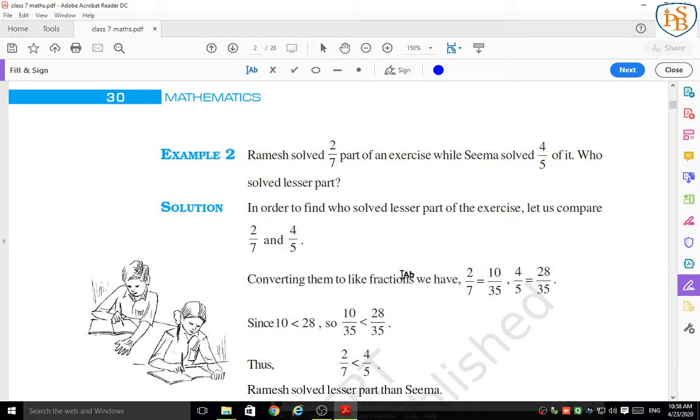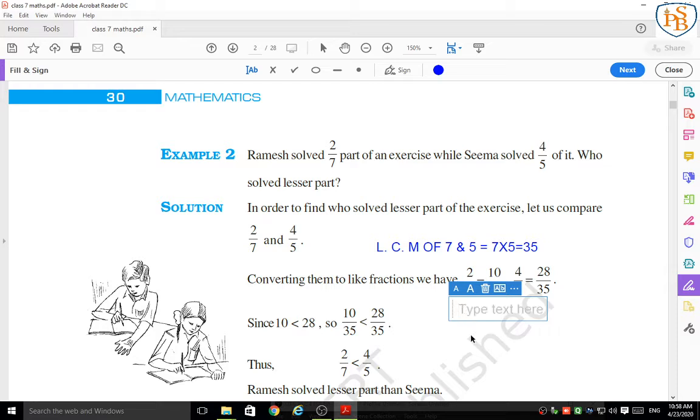So the LCM of 7 and 5 is, what will this be? That is exactly opposite, because 7 and 5 are not contained in each other's tables. So we have to multiply here, that 7 into 5, that is 35. So LCM of 7 and 5 will be 35. So we have to make the denominators 35.